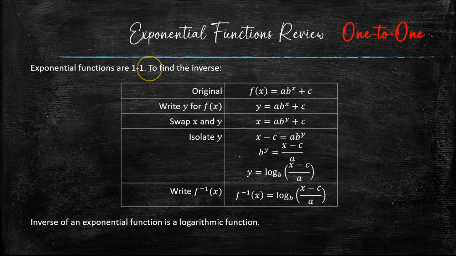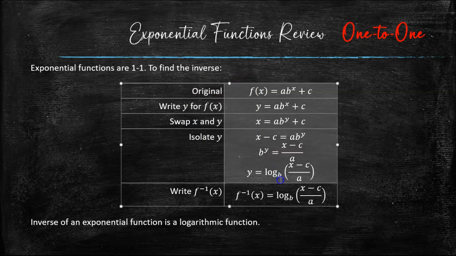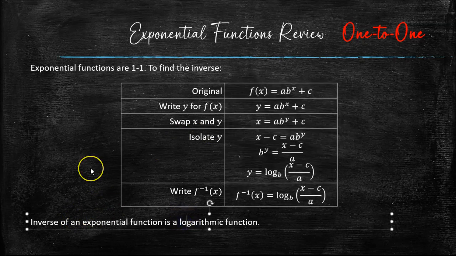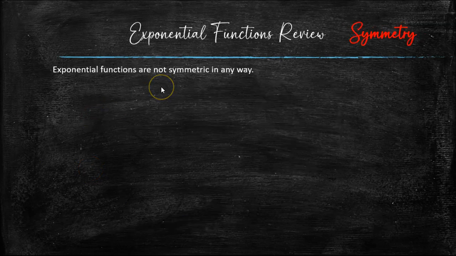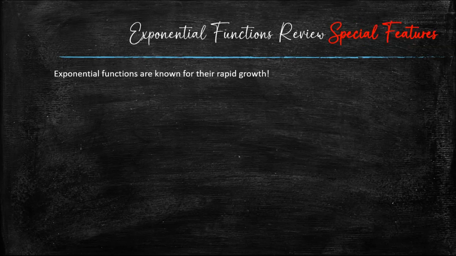That means they have inverses, and that means you have to be able to follow this procedure to find the inverse. Naturally, due to the relation between the operation of exponentiation and logarithm, the inverse of an exponential function is always a logarithmic function, and vice versa. Now, when it comes to symmetry, exponential functions are not symmetric in any way. What's going on the left has nothing to do with what's going on the right. They actually have quite the opposite behavior, so no symmetry whatsoever.